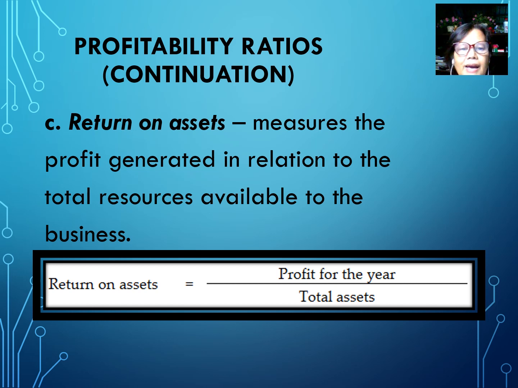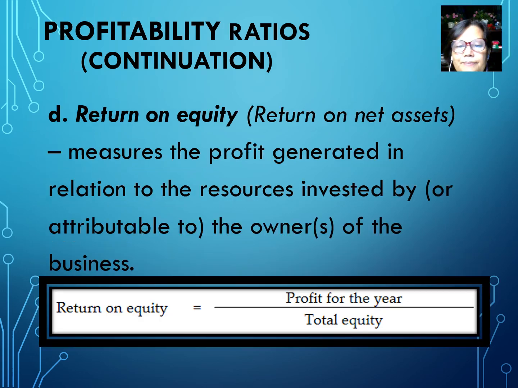Okay? Then we have letter C, return on assets. This measures the profit generated in relation to the total resources available to the business. So, profit for the year over total assets. Okay? That is return on assets. Sa generated income or generated profit, ano ang relasyon niya sa kabuuang total assets? What percentage represents the net profit or profit for the year over the total assets?